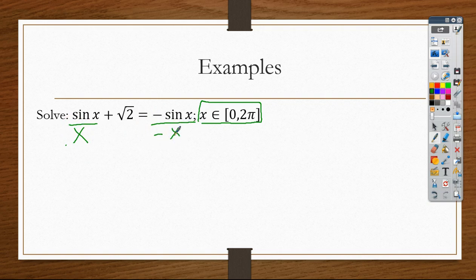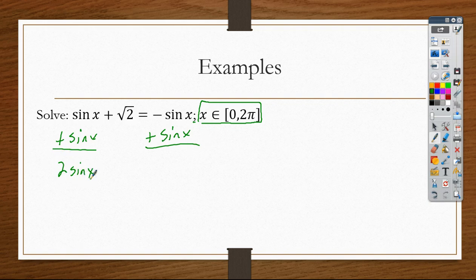So what do I want to do? Well, I can add a big giant sine x to both sides. Okay? So I'm going to do that. We're pretending that in our mind. I'm going to add this sine x over here. So if I've got sine x plus sine x, well, that's 2 sine x.